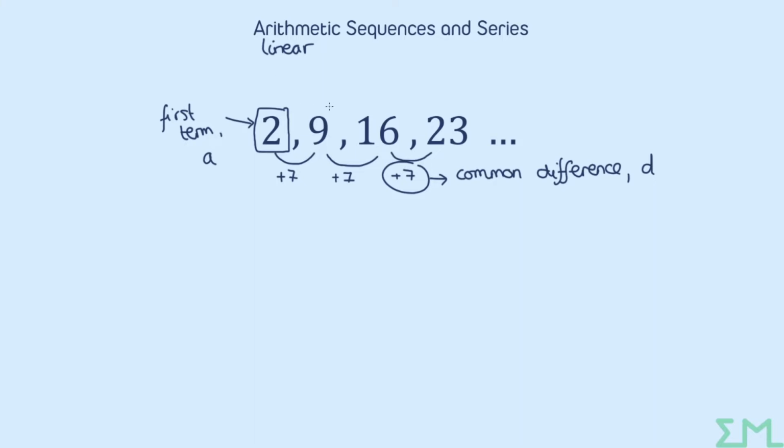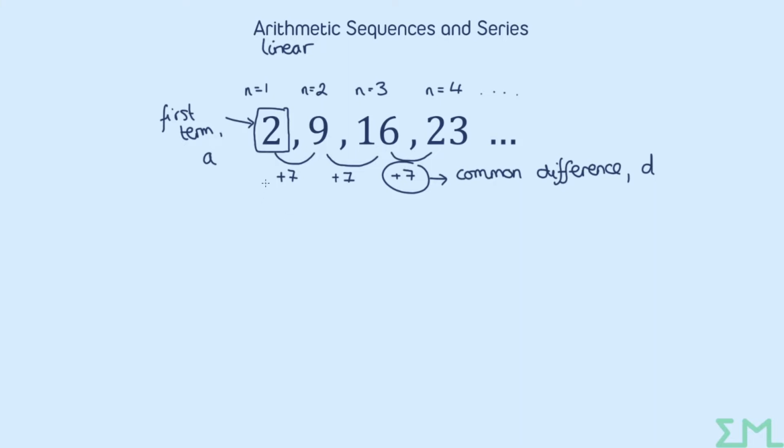Now we also need to think about position in the sequence. We're going to use n to represent position, so n would be 1 for the first term, 2 for the second term, and then it will carry on in the same way. Bear in mind here that n will always be a natural number, which is an integer larger than 0.